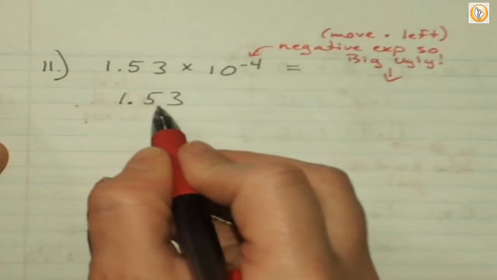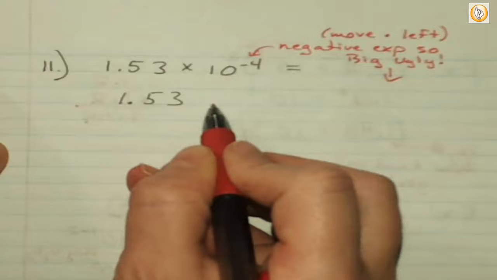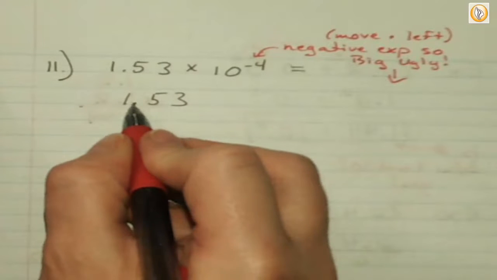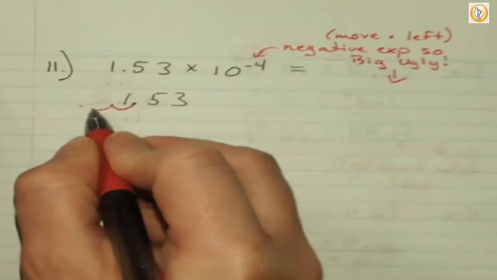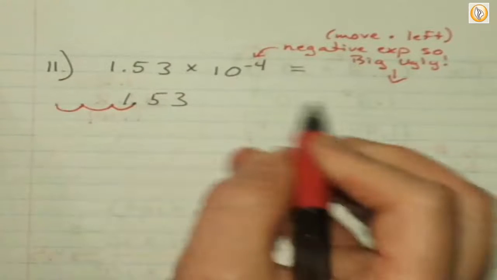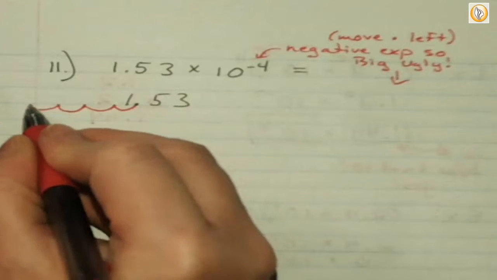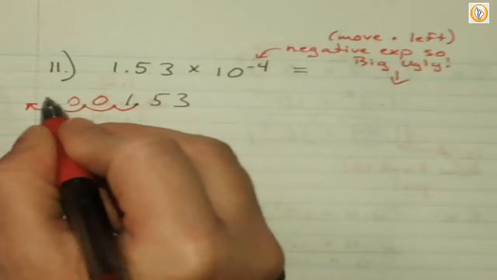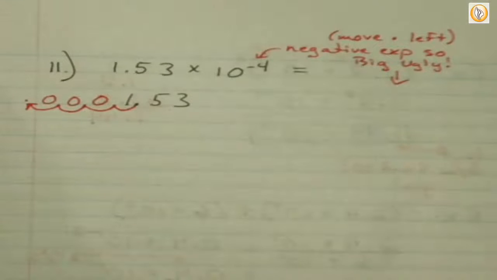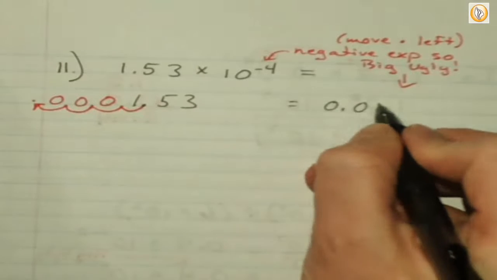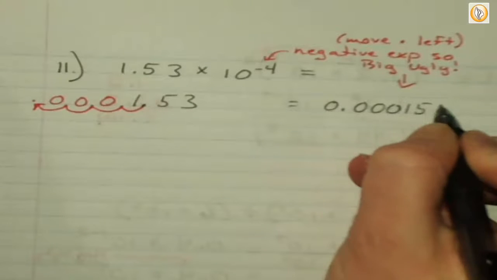If I were to move this 4 places to the right, I would be making it into a nice big whole number, right? So if I'm expecting big ugly, I got to move it left. 1, 2, 3, and it says 4 places, so 4 places left. Fill in the zeros. So it's 0.00153.